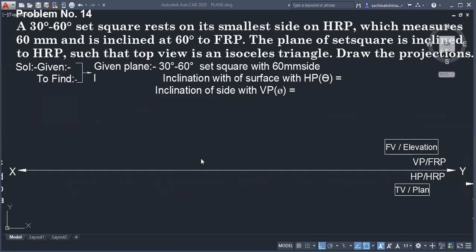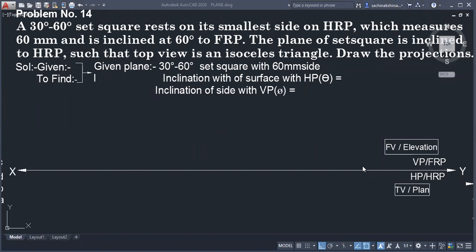Okay, so who will read the problem statement from the beginning? Are you observing the problem number? Okay, who will read? Yes, roll number 15. Yes, sir. Will you read the problem statement? Yes, sir.